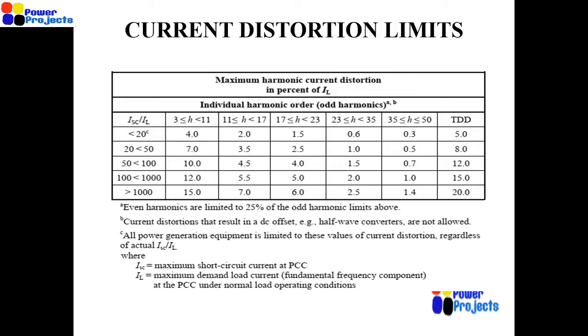Though many values are given, most of the time people tend to compare the results with the first row, that is ISC by IL less than 20, because proving the minimum short circuit level at the point of common coupling might be extremely difficult from the customer perspective. So when ISC by IL is less than 20, harmonics from 3rd to 11th have to be limited to 4%, 11th to 17th to 2%, and so on, and the total demand distortion should be limited to 5%, right?